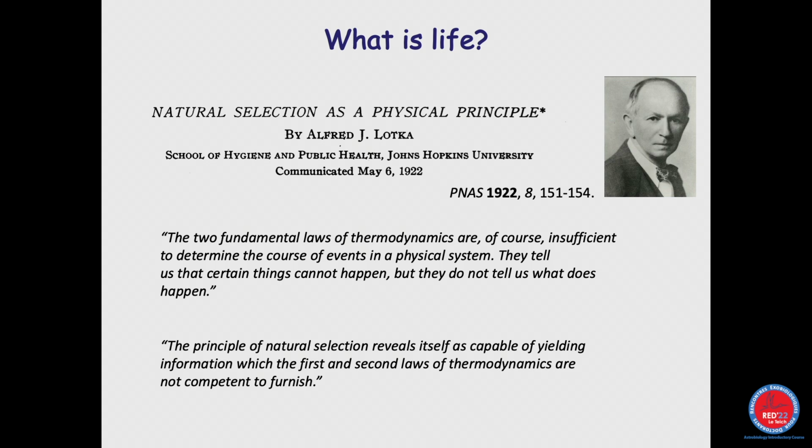The two fundamental laws of thermodynamics are, of course, insufficient to determine the course of events in a physical system. They tell us that certain things can't happen, but they don't tell us what does happen, which means that the first principle, which is the conservation of energy, and the second one, that things evolve towards equilibrium, don't help us to predict how a system like a living organism is able to work. And he added that the principle of natural selection reveals itself as capable of yielding information which the first and second laws of thermodynamics are not competent to furnish.